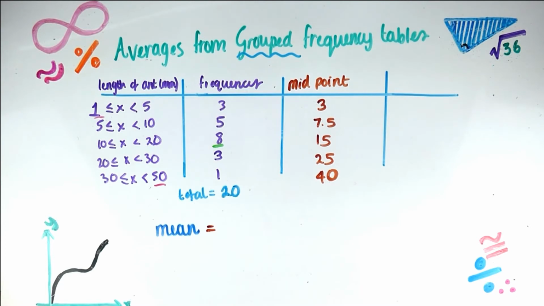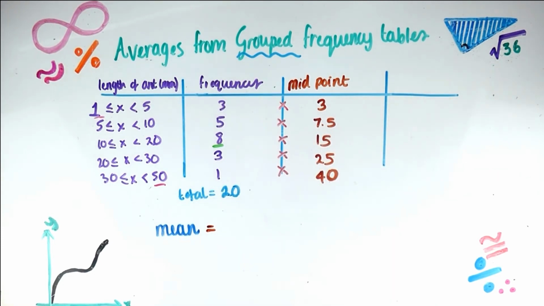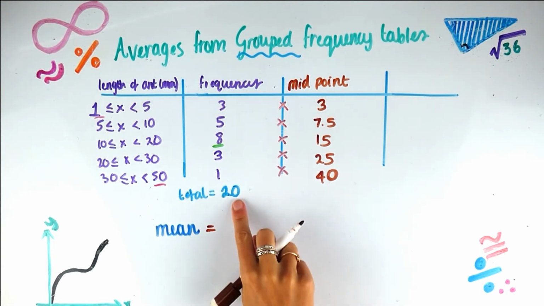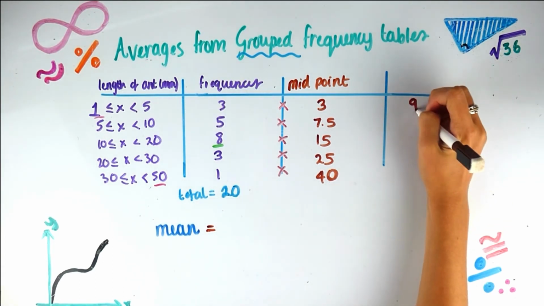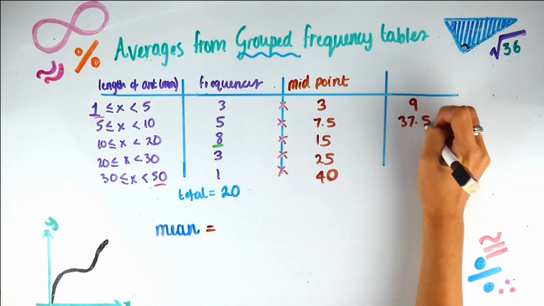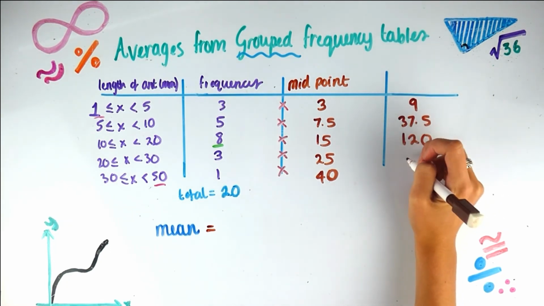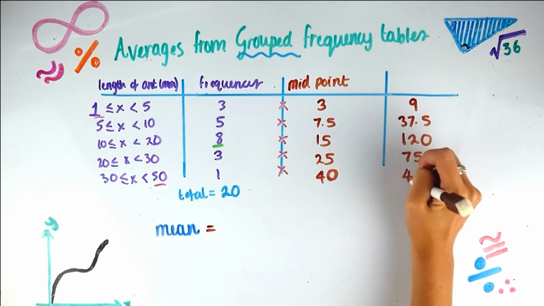So now we do exactly the same as what we did before for the non-grouped frequency tables, where you multiply the frequency, but this time you do it by the midpoint because you've created that single value to multiply it by, which seems fair enough because it's halfway through. So you multiply those and do the same thing as before: you add them all up and divide by the total number, which in this case is 20. So 3 times 3 is 9. 5 times 7.5 is 37.5. 8 times 15 is 120. 3 times 25 is 75. And 1 times 40 is 40.